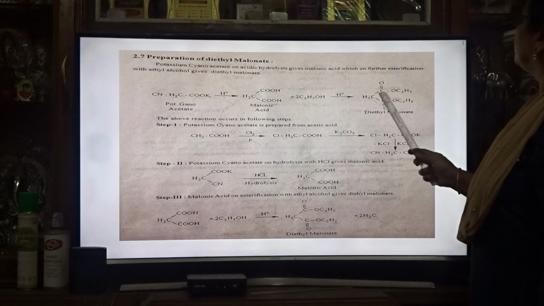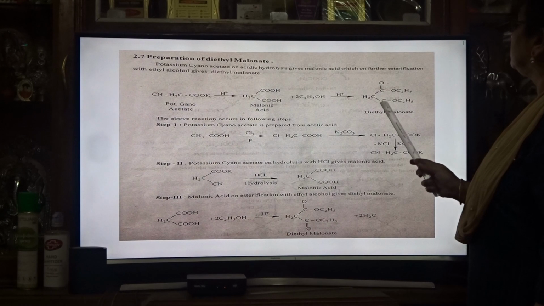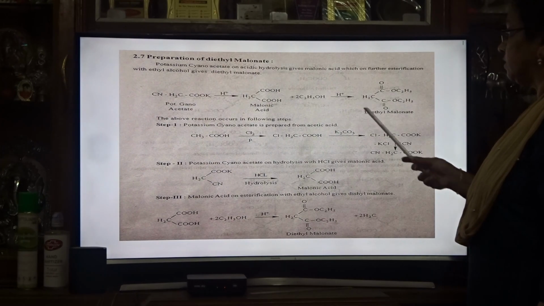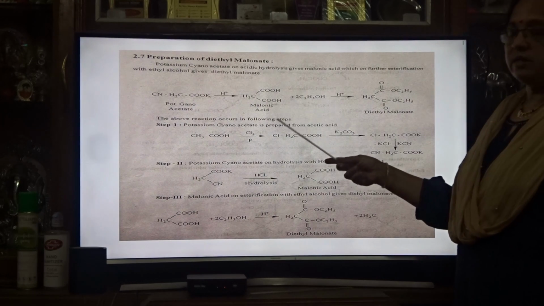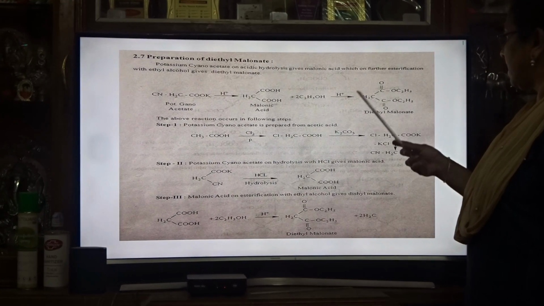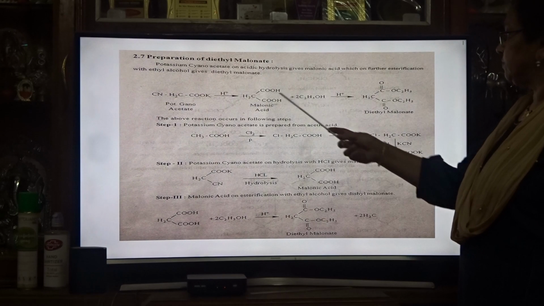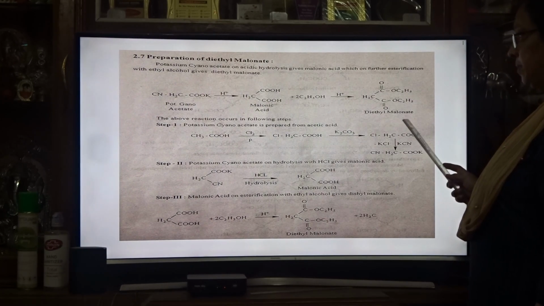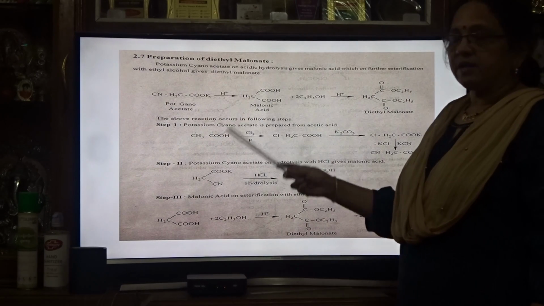So RCOOR. So it is diethyl malonate. It is the ester form of malonic acid. So the ester form of malonic acid is diethyl malonate. In the place of H, a C2H5 group is getting added. So it is known as diethyl malonate. Now the mechanism is there.